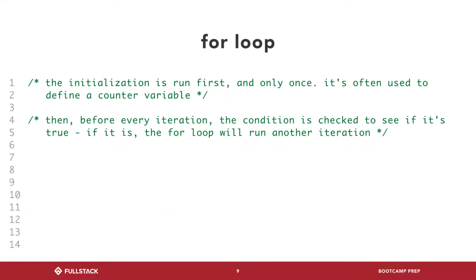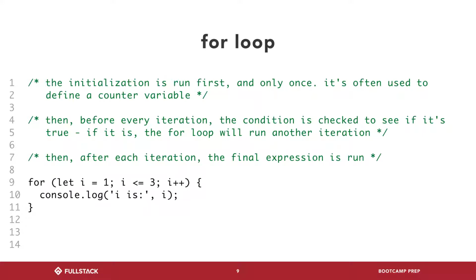So what does that look like in real life? This is basically what I'm talking about. In this for loop, let i = 1. The way JavaScript is going to execute this for loop is, the first thing it does is say, let's create a variable called i and set it equal to 1. That's the first thing it does.